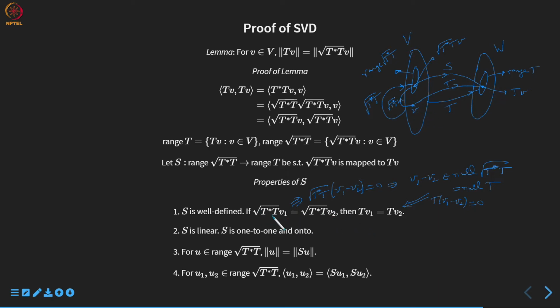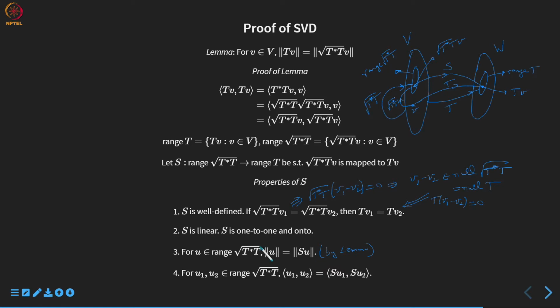S being linear is not too bad to see. The other thing you can quite quickly see is that S is one to one and also onto. It is injective and surjective, almost like an isomorphism in some sense, between these two spaces. These are easy to prove, and I'm not going to go into great detail here. The dimensions are also the same: the range of square root T star T and the range of T have the same dimension. This is also easy to see, just by the lemma.